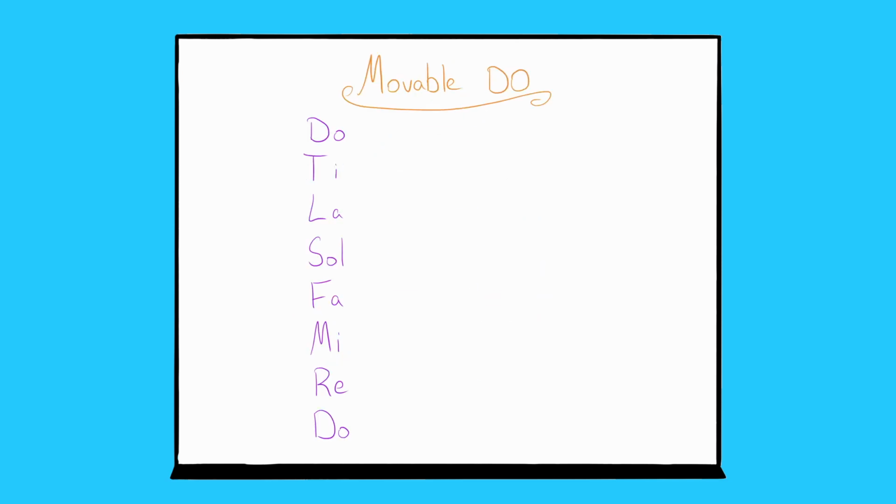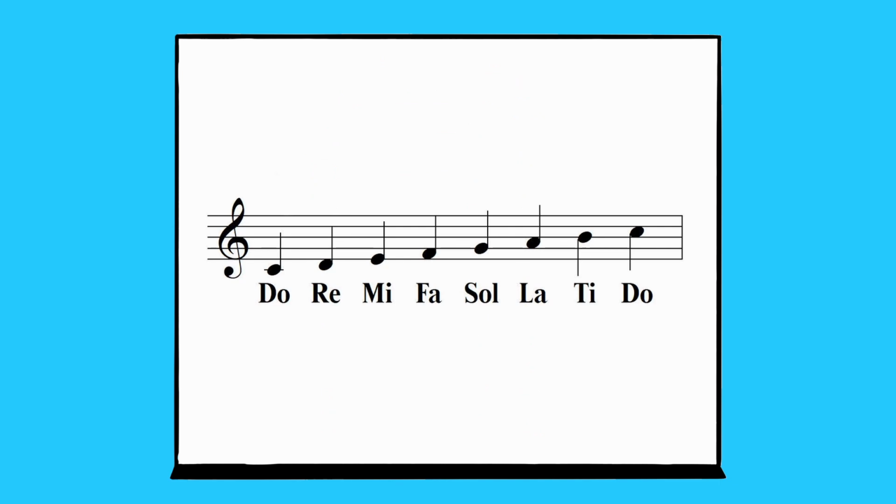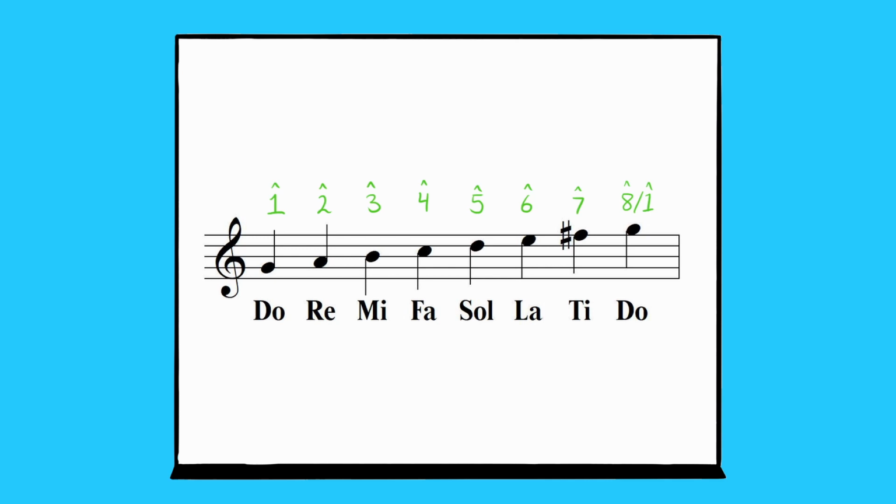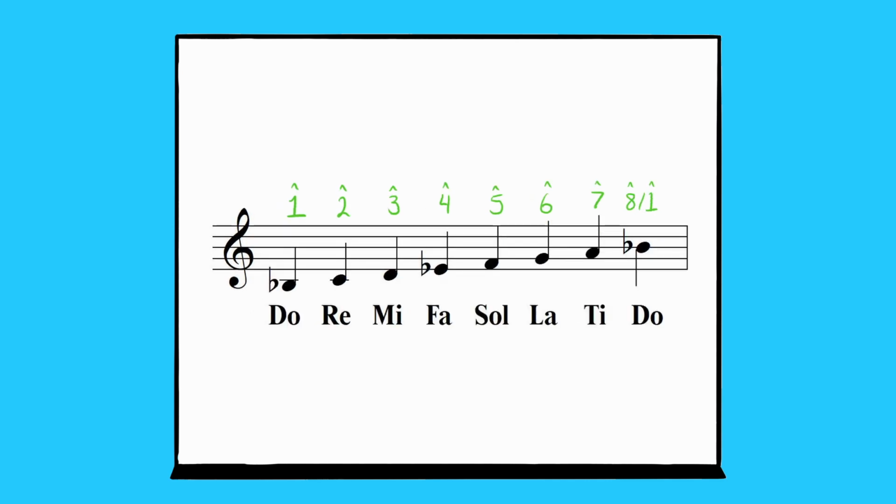In this system, the syllables are based on the scale. No matter what key you are in, the first note of the scale will always be do. So in a C major scale, C is do. But if we move to a G major scale, G would become do. If we move to a B flat major scale, B flat would be do.